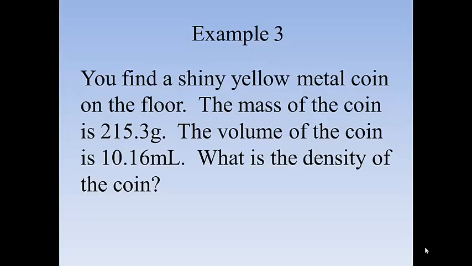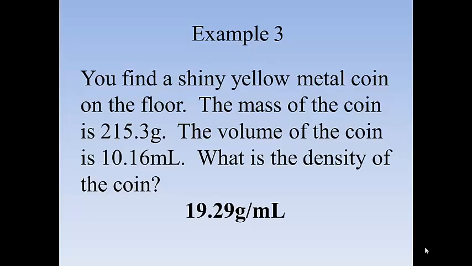Example 3, and this is the first example where I'm going to have you do it before I give you the answer. You've got a shiny yellow coin. It weighs 215.3 grams. The volume of the coin is 10.16 milliliters. What is the density of the coin? Now stop and do it out and come back. The correct answer is 19.29 grams per milliliter.